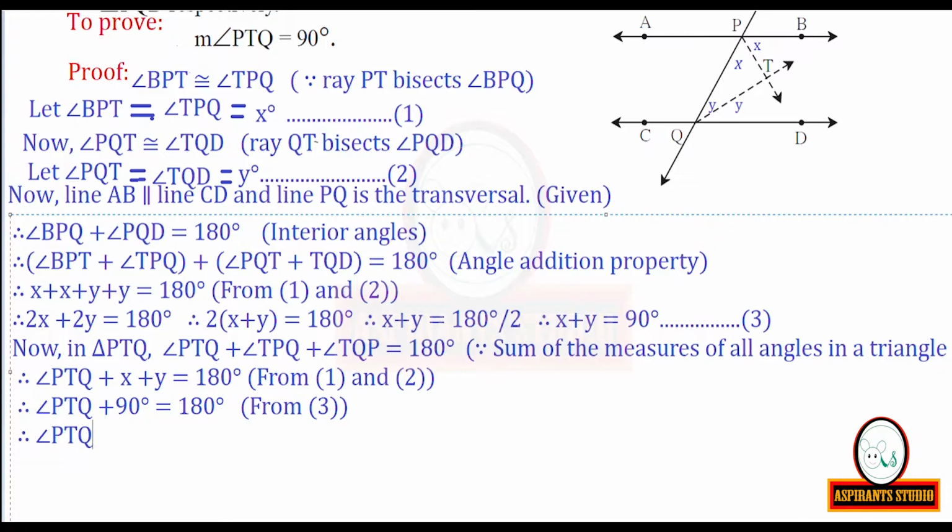Taking plus 90 degrees to the other side of the equal to sign, you will get minus 90 degrees. So, 180 degrees minus 90 degrees will become 90 degrees. Therefore, measure of angle PTQ is equal to 90 degrees.